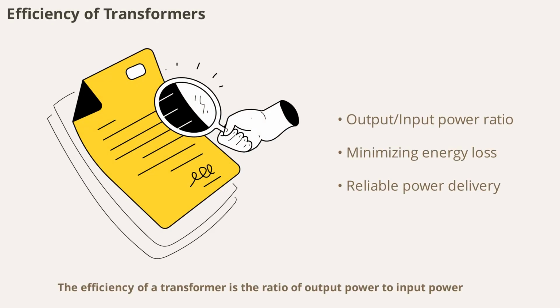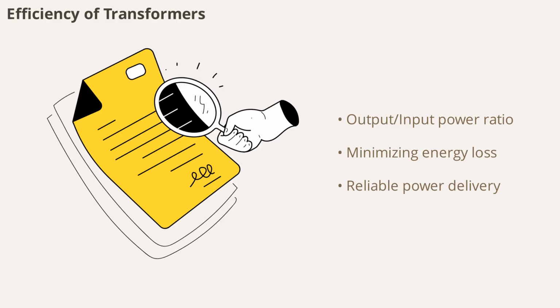The efficiency of a transformer is the ratio of output power to input power, usually expressed as a percentage. High efficiency means that very little energy is lost during the transfer. Modern transformers are designed to minimize losses due to resistance, eddy currents, and magnetic leakage. Efficient transformers are crucial for reducing energy waste and ensuring reliable power delivery.